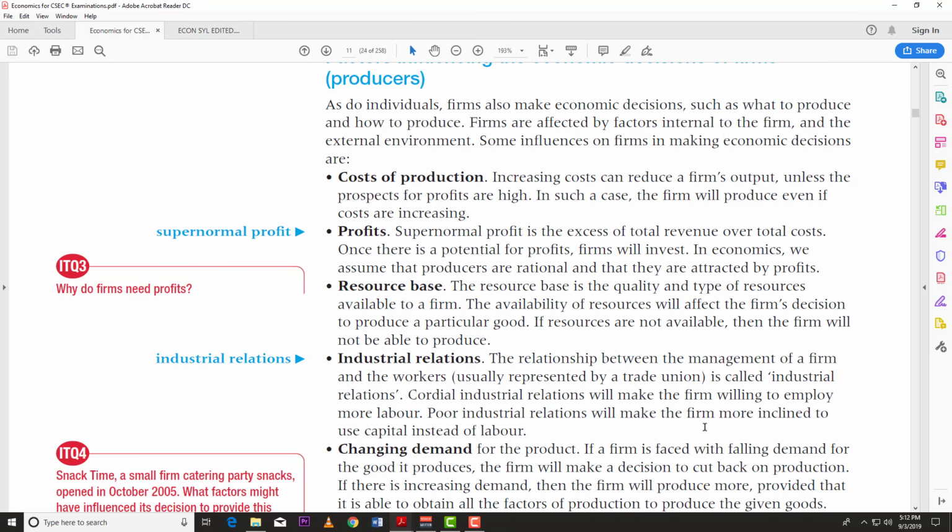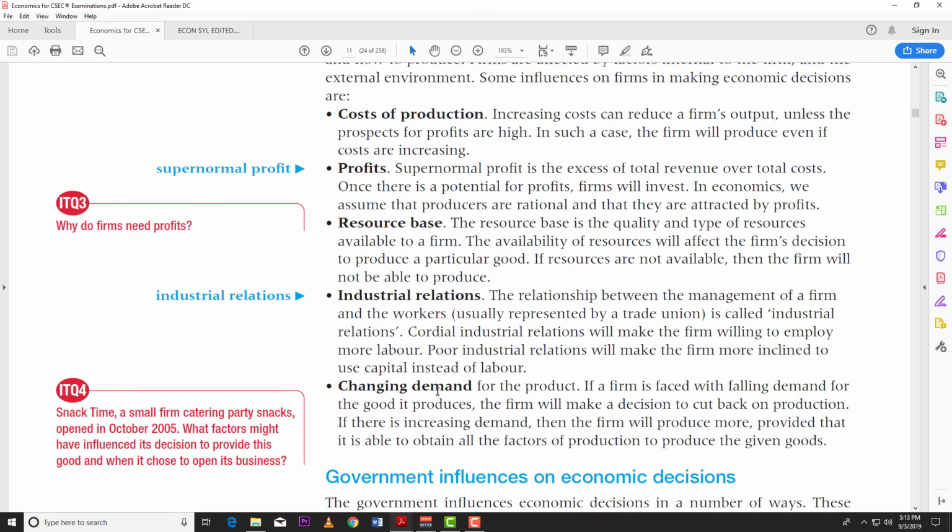So if the firm has a good relationship with the workers, then they might think twice based on certain decisions. You might give them a little extra money on the pay, you might give them some extra time off, stuff like that. But if industrial relations are poor, then the firm might want to think twice about hiring people in a certain area, hiring union members and things like that. So industrial relations can affect the economic decisions of a firm as it relates to workers and employees and those kinds of things.